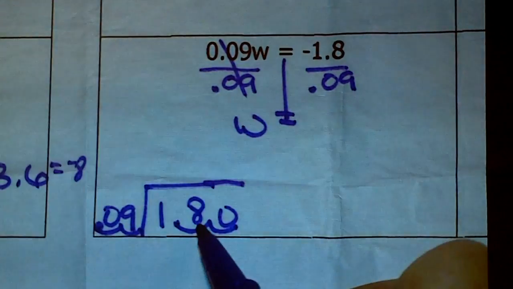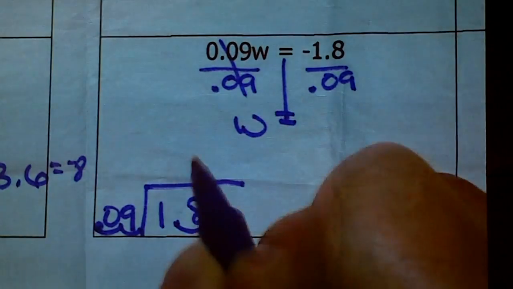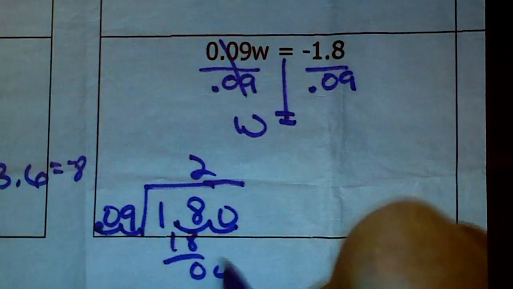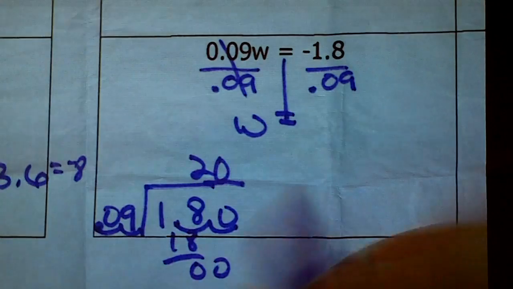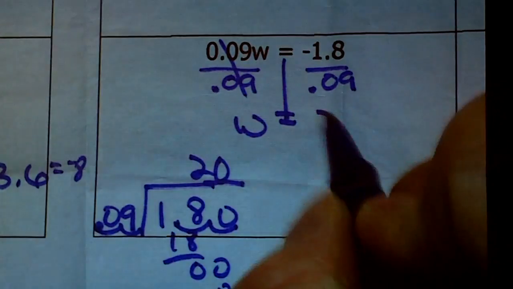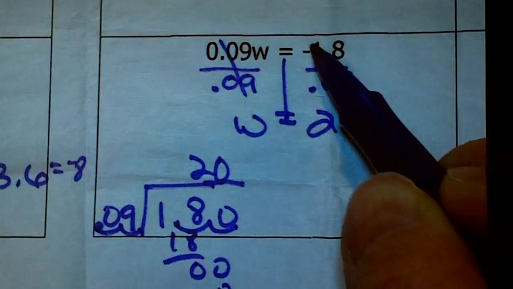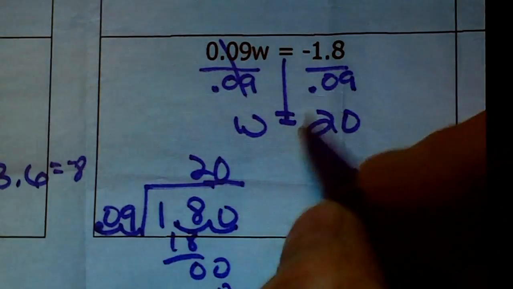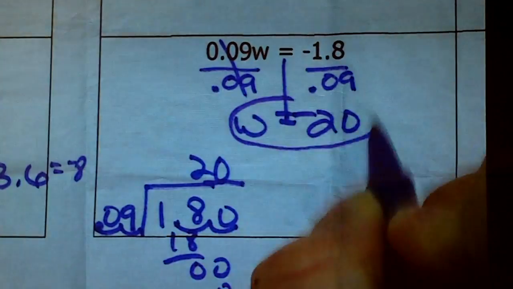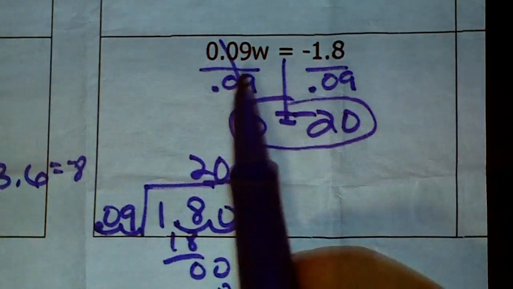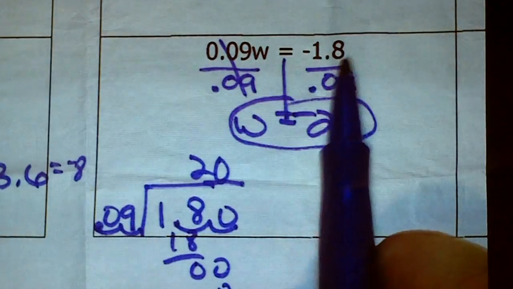So I'm actually taking 9 into 180. 9 goes into 18 twice. 9 goes into 0, 0. There are no remainders. W is equal to 20. And notice, this is a negative divided by a positive, which makes it a negative 20. And if you don't believe me, take 9/100ths times negative 20. That's what you'll get, I promise.